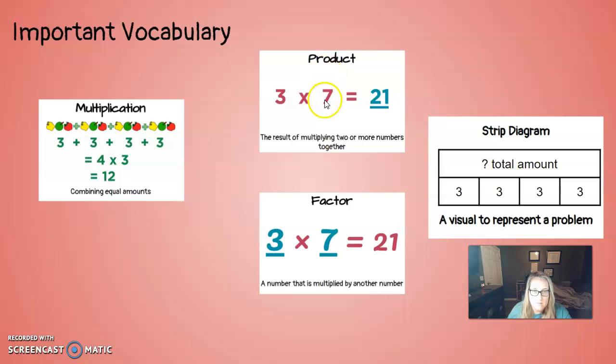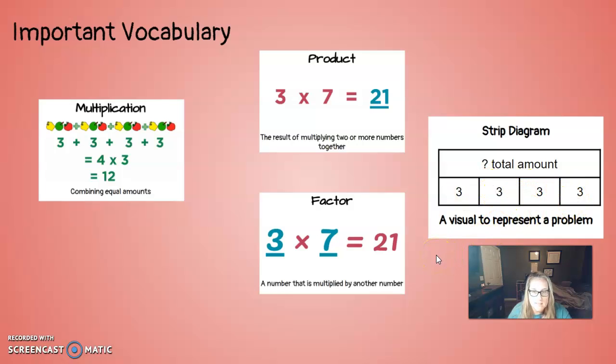The next word we have is product. Our product is the answer to a multiplication problem. The next one we have is factor. Factors are the numbers that we are actually multiplying. So in this example, 3 times 7, 3 and 7 are our factors. The last word we have is strip diagram. And when we have a strip diagram, it is a visual to represent a problem. So for this one, it matches this multiplication sentence, and there are 4 groups of 3.